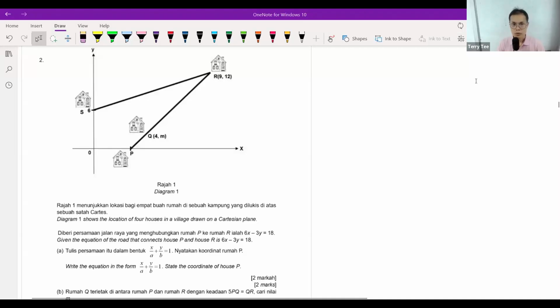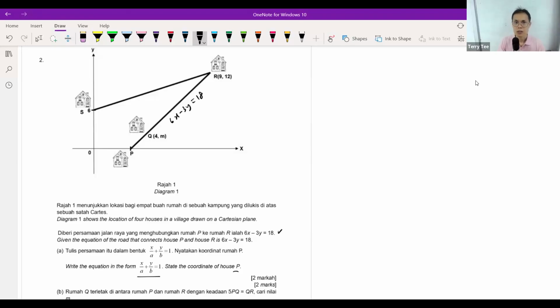Okay, moving on to question number 2. This is from the chapter Coordinate Geometry, Form 4, Chapter 7. A diagram shows the location of 4 houses in a village drawn on a Cartesian plane. You're supposed to write the equation in the form x over a plus y over b equals 1 and state the coordinates of house P. You're given the equation of the straight line PR, which is 6x - 3y = 18. So we just change it to what we call the intercept form.